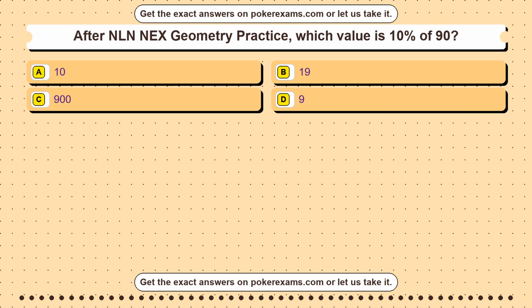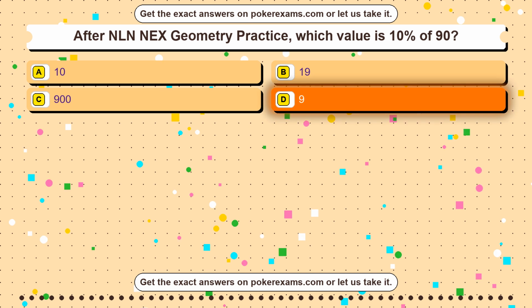Question 26. After get geography practice, which value equals 3x when x equals 7? Option A, 21. Option B, 37. Option C, 73. Option D, 10. The correct answer is option D.